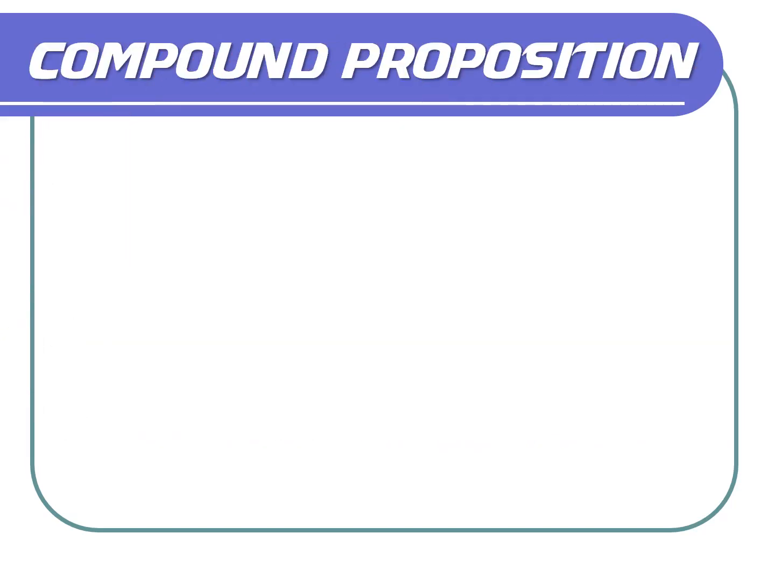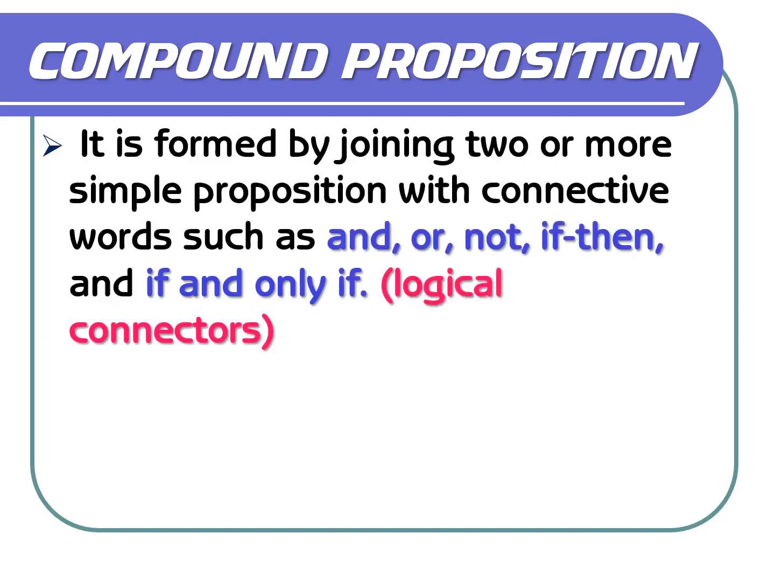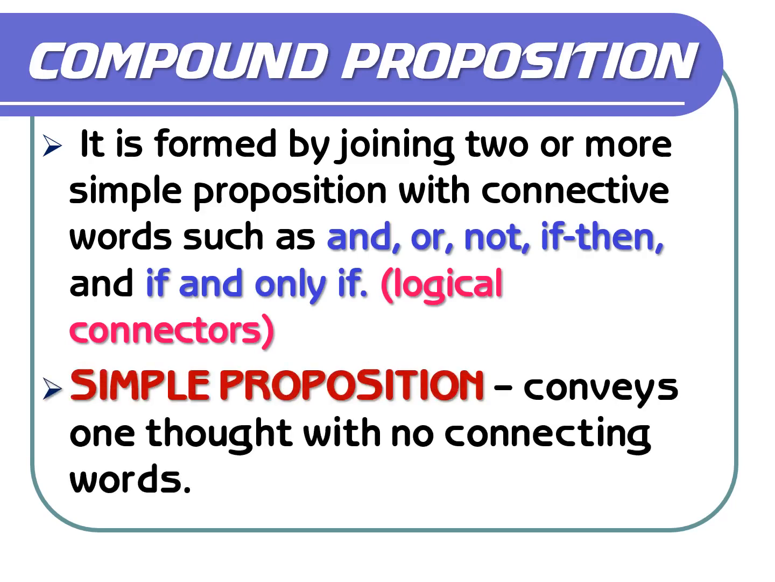We mentioned earlier that syllogism deals with hypothetical or compound propositions. So what is a compound proposition? It is formed by joining two or more simple propositions with connective words such as and, or, not, if then, and if and only if. We call these logical connectors. While a simple proposition conveys only one thought with no connecting words. So if we have two simple propositions connected by logical connectors, we will form a compound proposition.